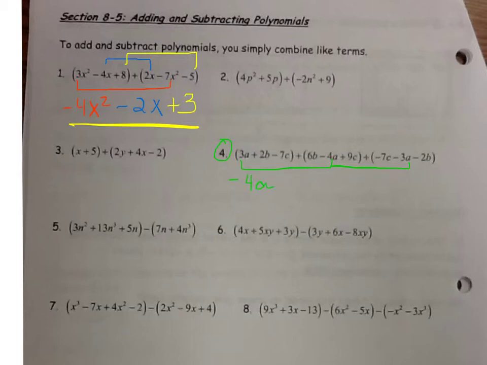Okay. Then let's do the next one. If I combine my b's, I have 2b and 6b. That makes 8b. 8b minus 2b, back to 6b again. All right. And then let's do the c's. Negative 7c plus 9c is 2c. And 2c minus 7c is a negative 9c. Nope, I did that wrong, didn't I? 2c minus 7c is negative 5c.